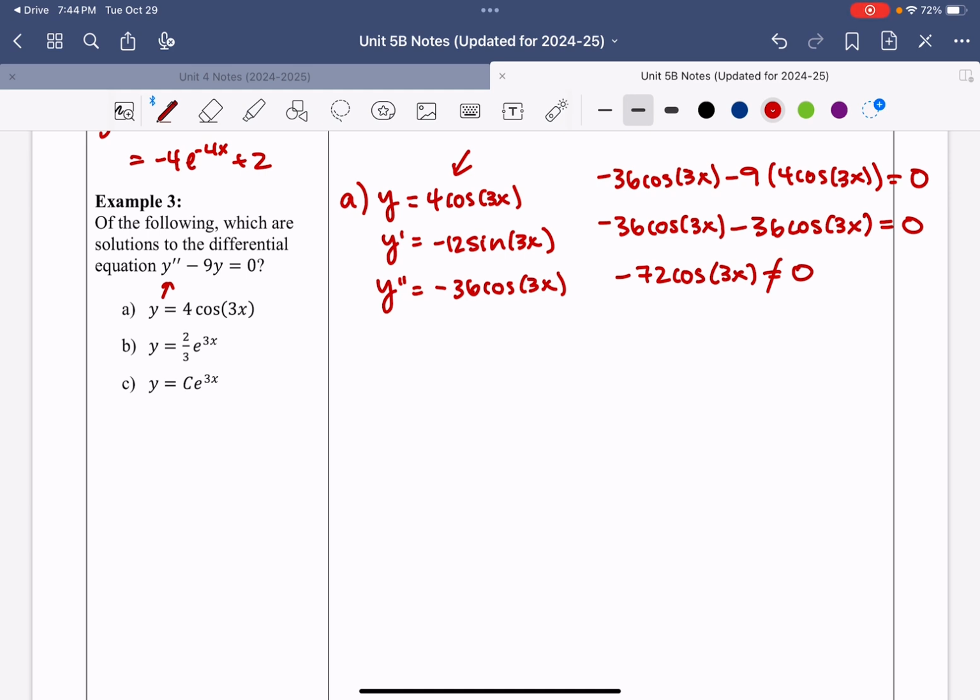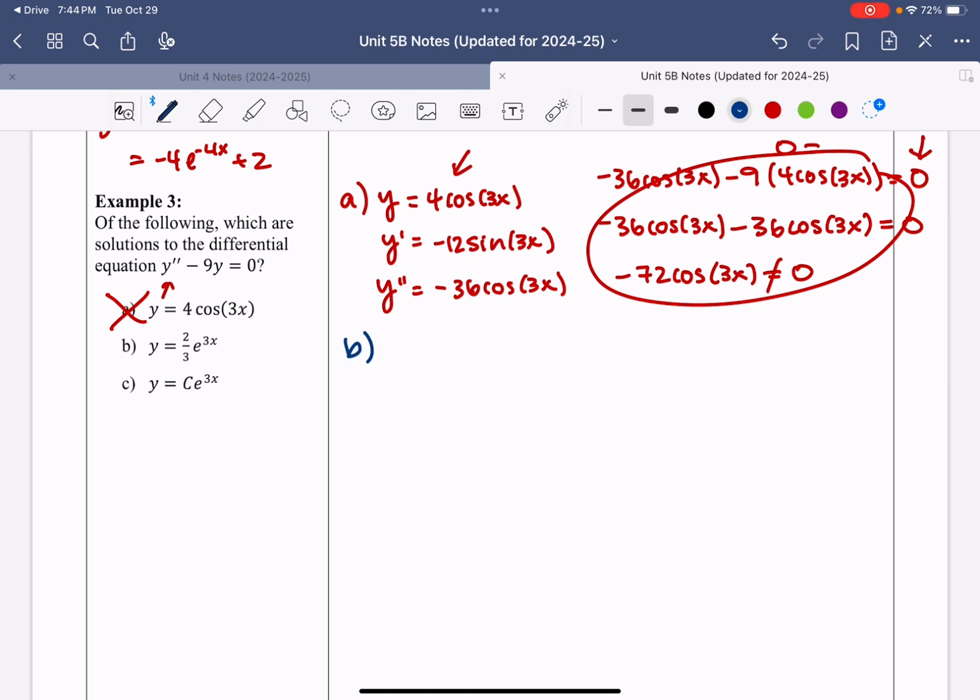Okay, so this is not a solution to the differential equation because I didn't end up with 0 on the right-hand side. And don't be fooled by this. This is not an equation that you need to solve. We're just checking to see if we can manipulate the left side to match the right side. It's almost like a trig proof without actually having to use trig proofs. Okay, we're going to do the same thing for B.